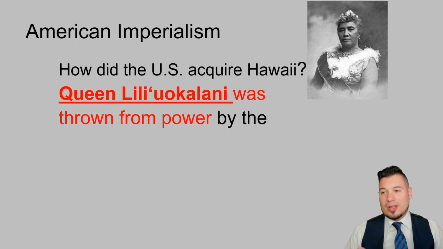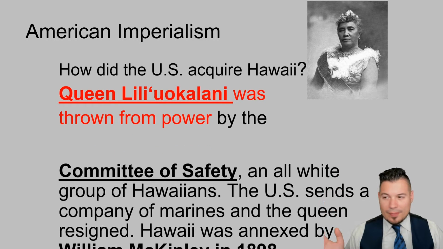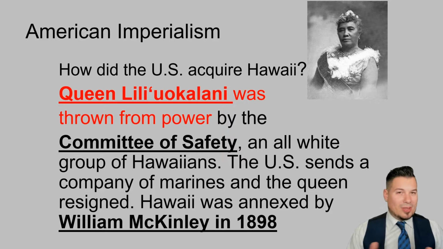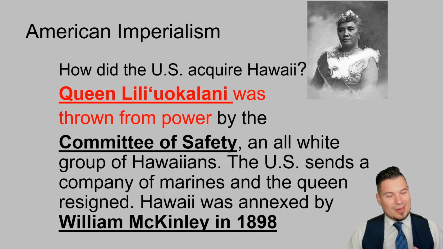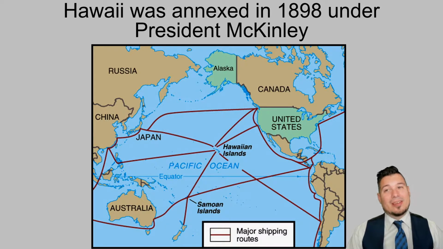And so what we do is we take the queen from power and we buy what they call the Committee of Safety, which, mind you, was an all-white group of Hawaiians. The U.S. sends companies of Marines, and the queen had to resign. And William McKinley takes Hawaii in 1898. Again, we took Queen Liliuokalani out of power forcefully just to take their land. Hawaii was huge for trade, and that's the reason they really went after it, to be honest.